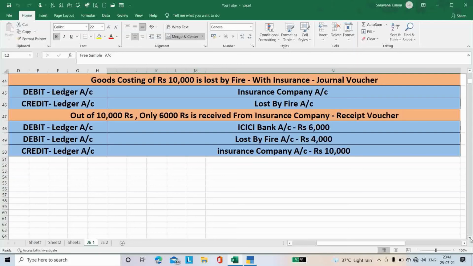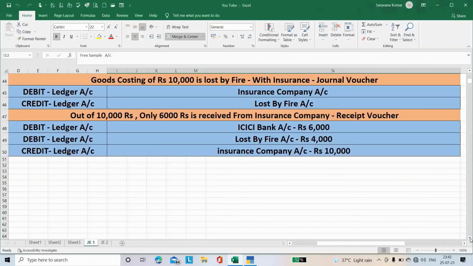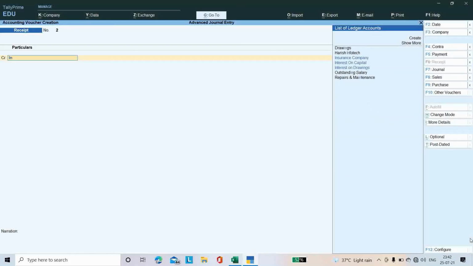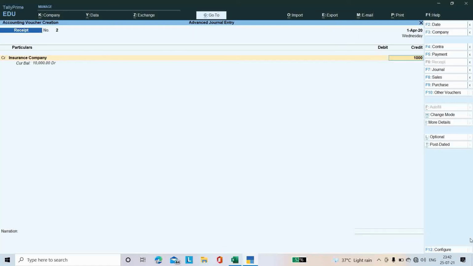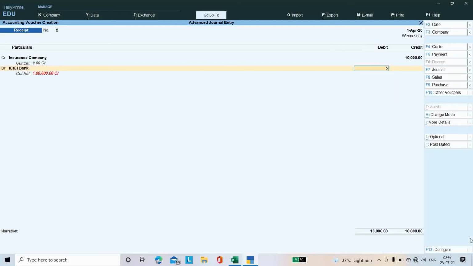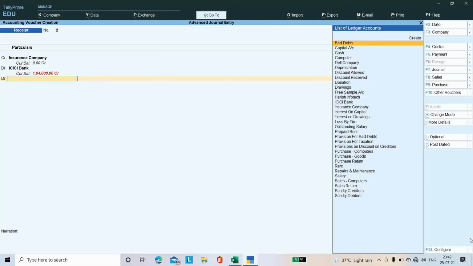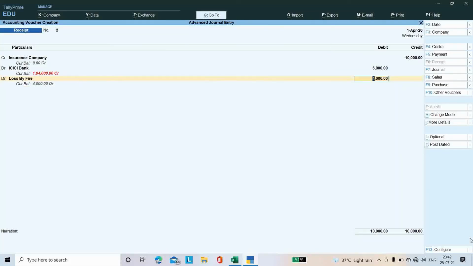This transaction you have to enter in receipt voucher. Shortcut key for receipt is F6. So amount is 10,000. So debit ICICI Bank, how much we received? Only 6,000. Remaining amount is loss 4,000.